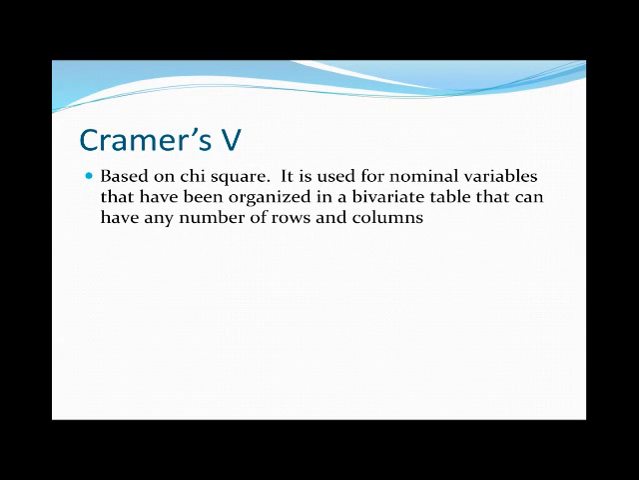The next formula we have to find is Cramer's V. Now, this formula is based on chi-square. It is used for nominal variables that have been organized in a bivariate table that can have any number of rows or columns.